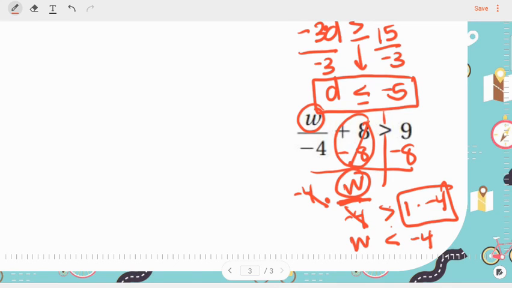So same as a two-step equation, I'm just doing the opposite each and every time, and I'm going to make sure when I divide or multiply by a negative, that sign flips.